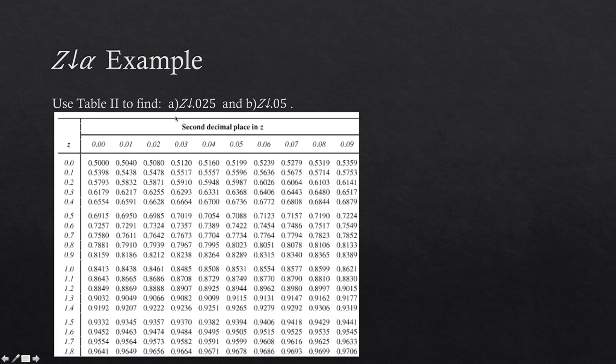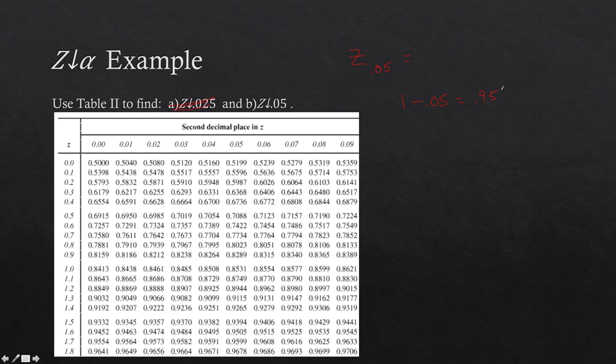Alright, forget this first one here. It's not on the table. When I was copying and pasting my table from the book, I cut off the last line that I needed, so forget that one. We're going to look at this other one. Z sub alpha is 0.05. Okay, so we want to figure out what z-score has an area to the right of 0.05. Well, first things first. Take 0.05, and we want to subtract it from 1 and get 0.95.